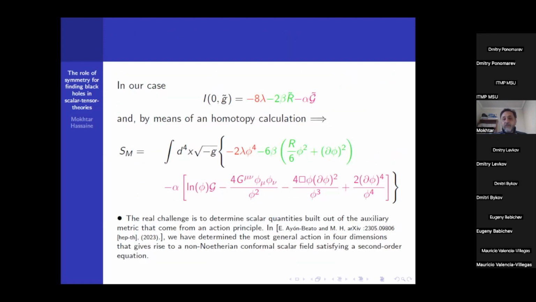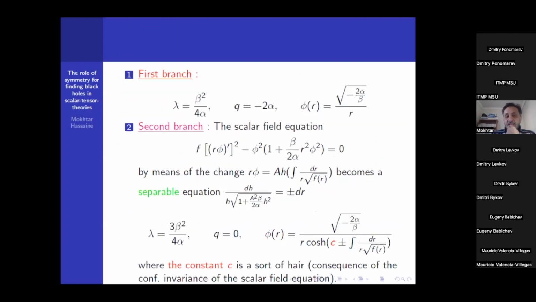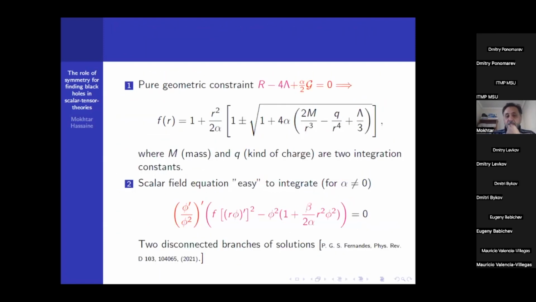Now, what was nice with this model is that we have a pure geometric constraint that was very useful to find a solution, at least to find the metric solution, but also we have this factorization of the scalar field that allows us to find the expression of the scalar field. So it's very useful when you have to solve a scalar-tensor theory, because you have to find the metric and the scalar field.